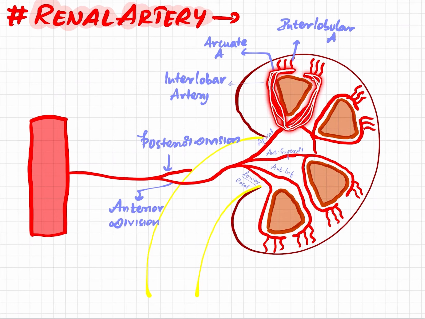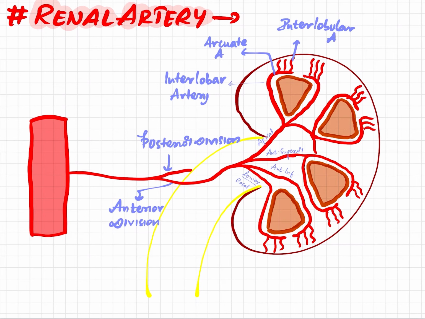These interlobar arteries further give the arcuate arteries. These are the arcuate arteries. These arcuate arteries will give rise to interlobular arteries. Okay, this is all about the division of the renal artery.